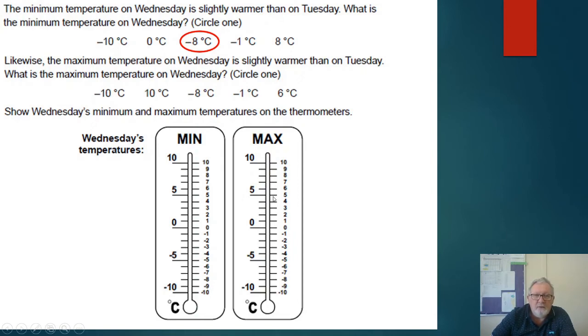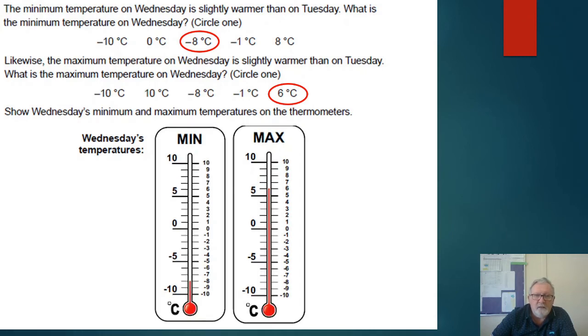So the maximum on Tuesday was 5. Slightly warmer than that, of course, is going to be 6 degrees. How did you go on that one? Got -8 and 6 degrees should have been your answers as shown on the thermometers. Let's move on.